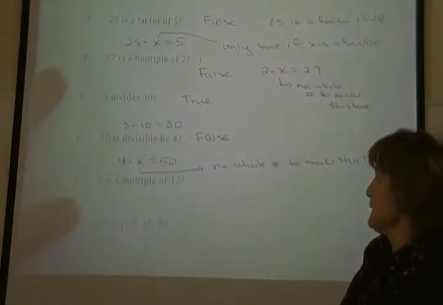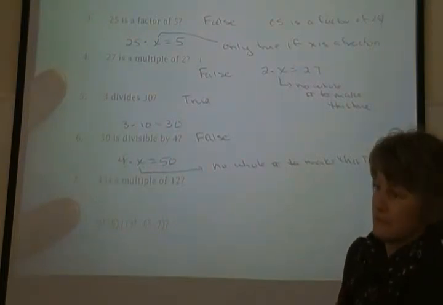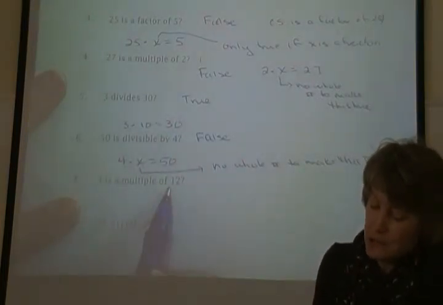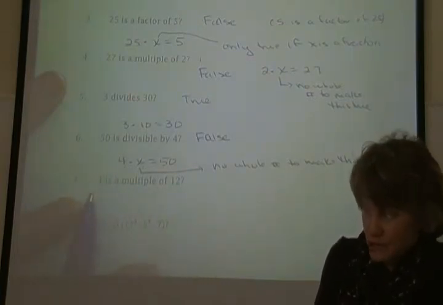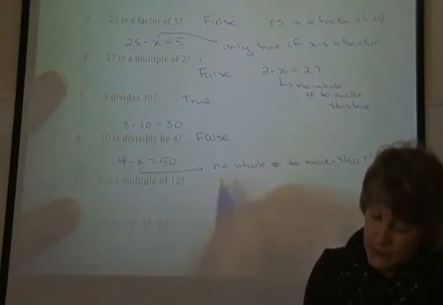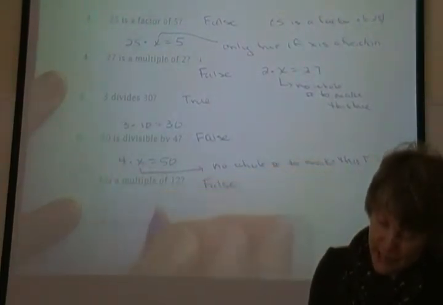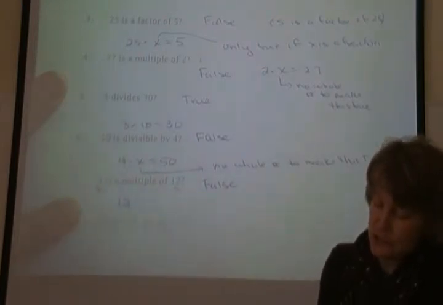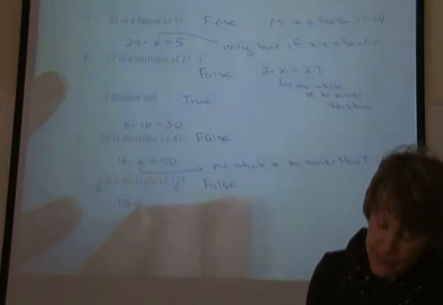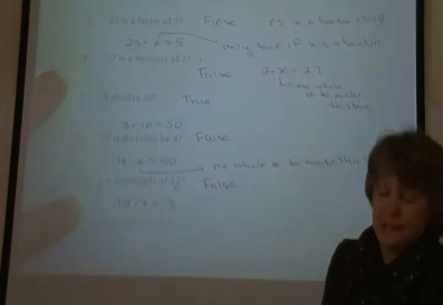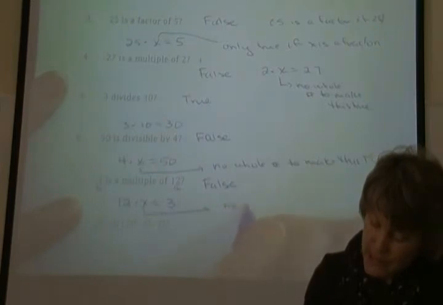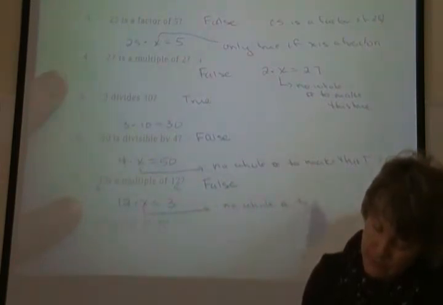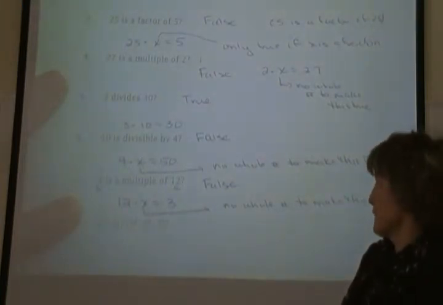That's the other way to think about it. Number 7, 3 is a multiple of 12. Well, that's backward, because if you're going to use the word multiple, you have to start with the larger number. And so we're false, because 12 times x equals 3, where 12 is your A and this is your B when you're using the word multiple, and there is no whole number that makes that true. So there's no way that 3 is a multiple of 12. If you want to say it the other way around, that's fine. That's true.